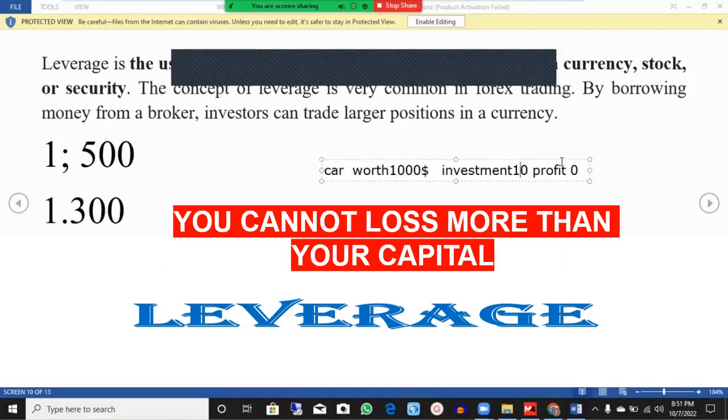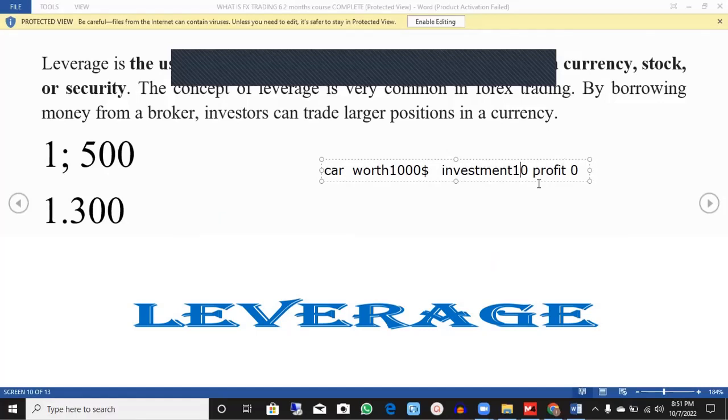Don't forget, you cannot spoil something worth more than $10. You cannot lose more than $10. The only thing you can lose is $10. The moment you want to lose more than $10, they turn off your car and take back the car. So that's how leverage works.